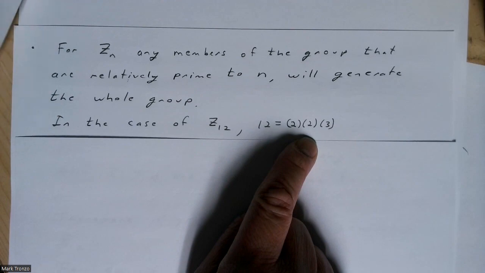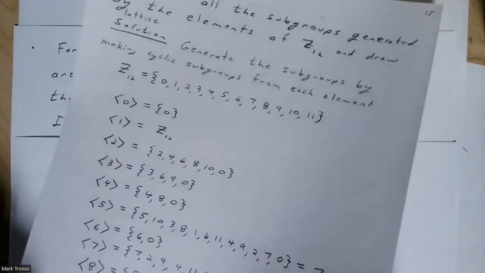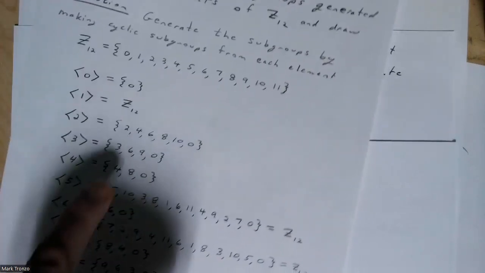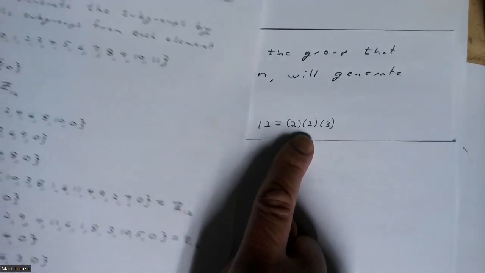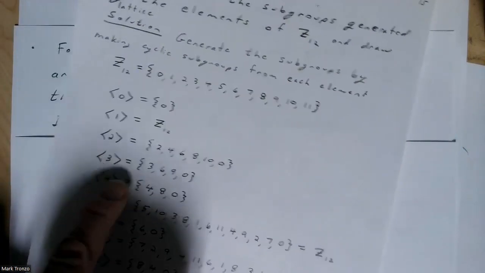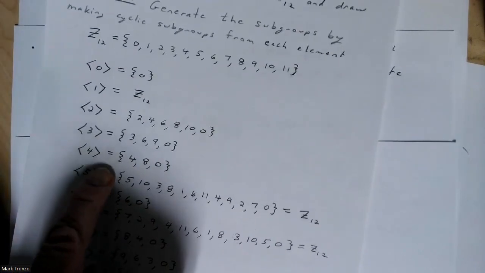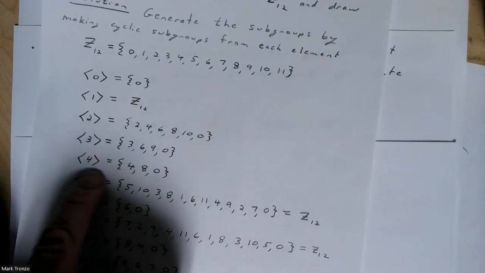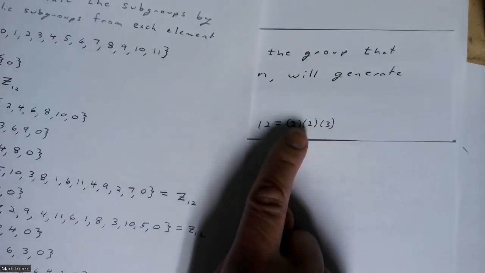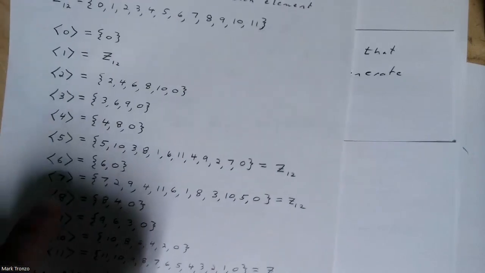And so, for example, if we look through the list here, let's see the ones that are not relatively prime. Of course, 2 is not relatively prime because there's a 2 in 2. And 3 is not relatively prime because there's a 3 in 3. 4 is not relatively prime because 4 factors as 2 times 2. There's 2 and 2 here.